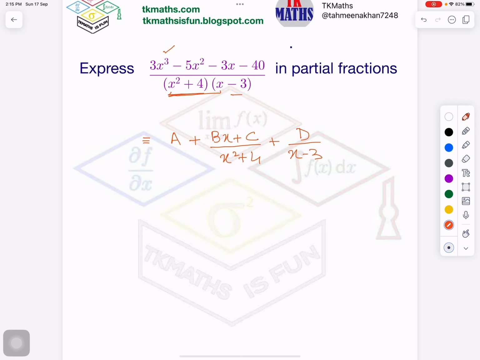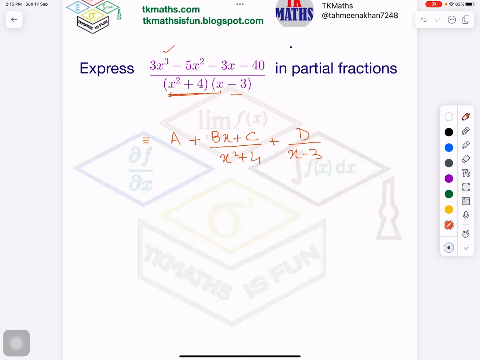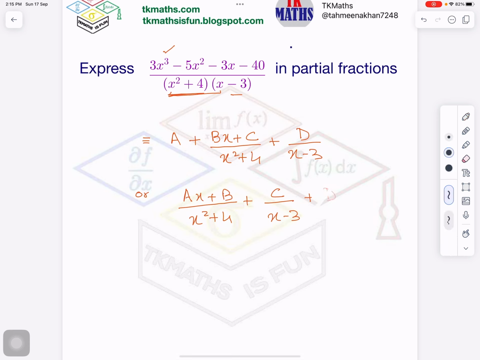Here I would like to emphasize one thing: you can write in any order. For example, if I rewrite the same partial fraction, I write the quadratic first, so ax plus b upon x squared plus 4, and then the linear is c upon x minus 3, and then the constant. So you can write it in any order, it doesn't matter. Let me just erase this and continue with this.